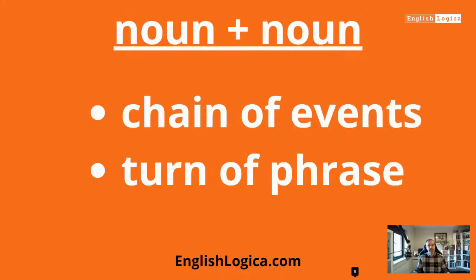Our next one. This is a noun plus a noun. The first one is a chain of events. So just to be clear that you wouldn't use a string of events, for example. Now there's nothing grammatically wrong with saying a string of events, but as a native speaker in the English language, a chain of events is just a popular phrase, and this is a popular collocation. It's a noun plus a noun.